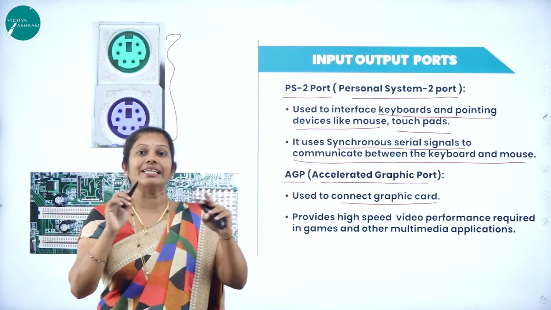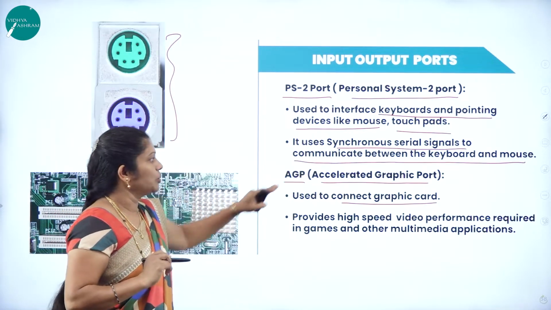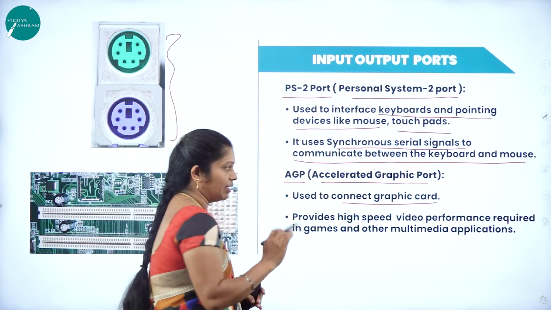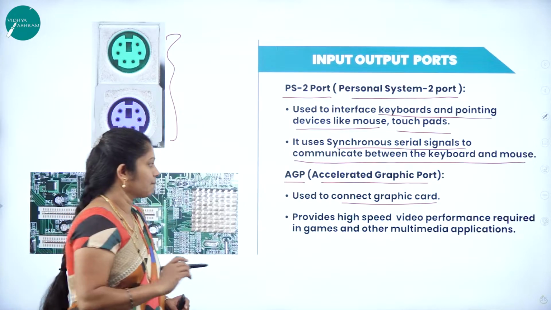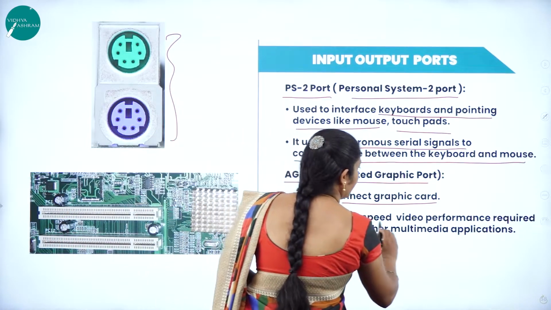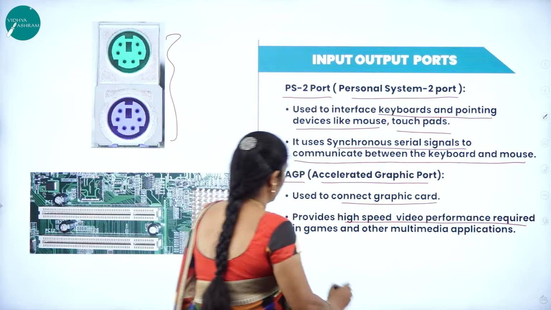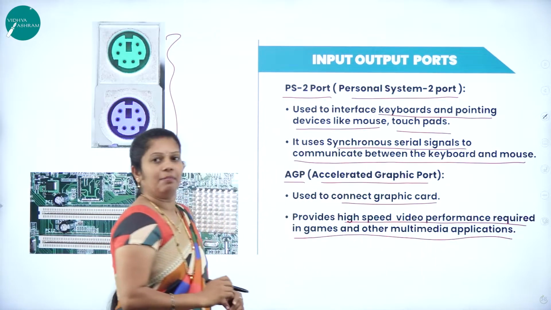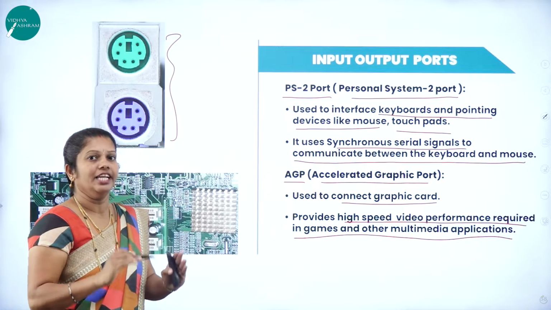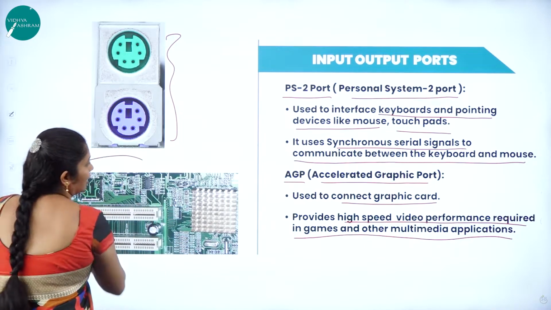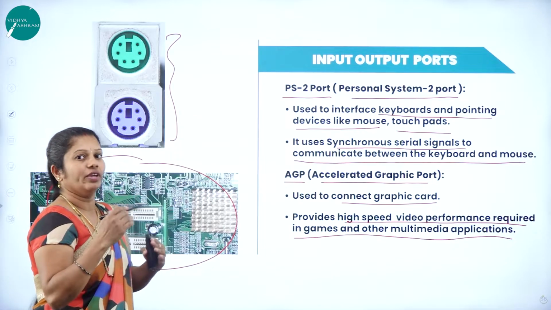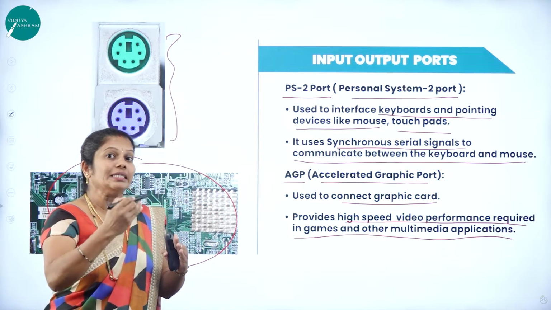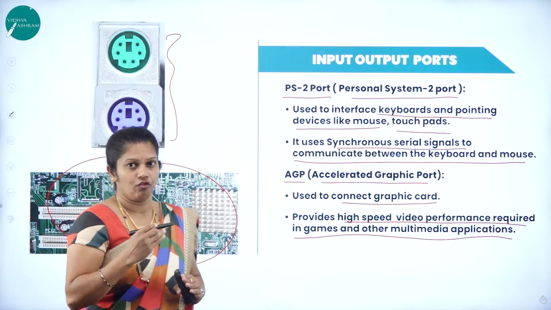We can increase the clarity of your monitor by using this AGP port, that is Accelerated Graphics Port. It is mainly used for graphic purposes and it provides the high-speed video performance required in games and other media applications. This is the AGP port. Here we can insert additional devices to increase graphics performance.